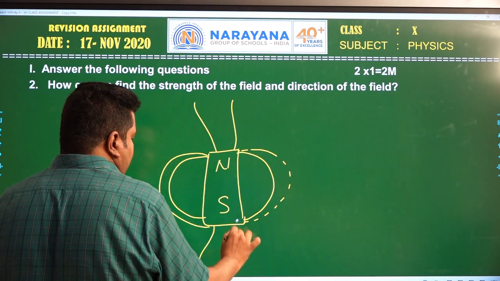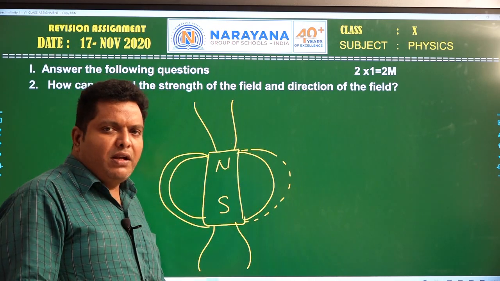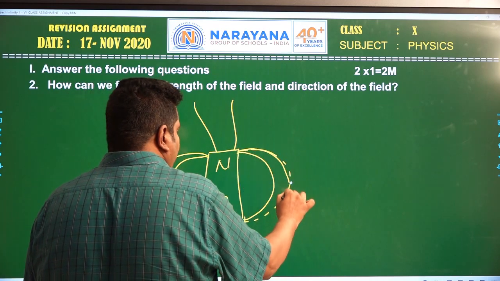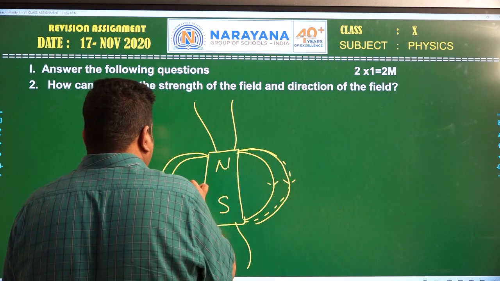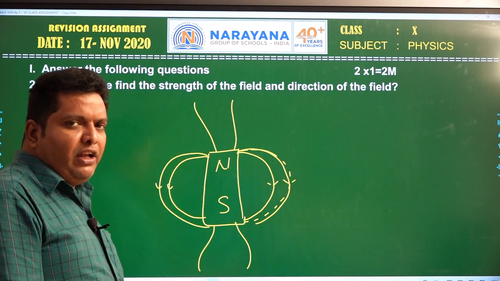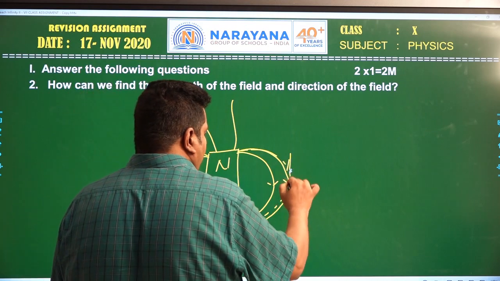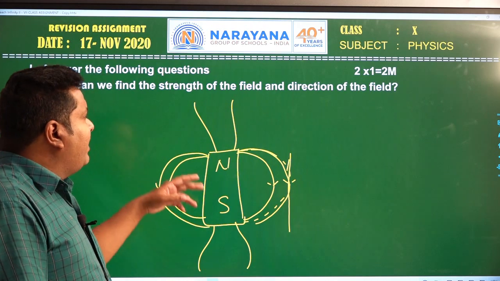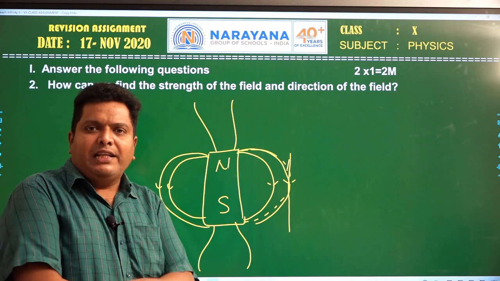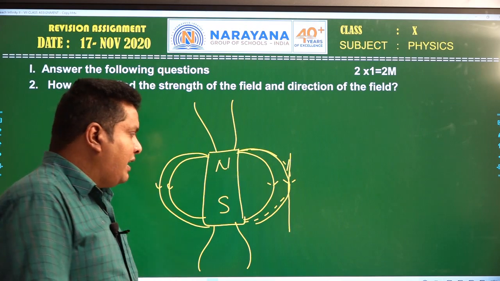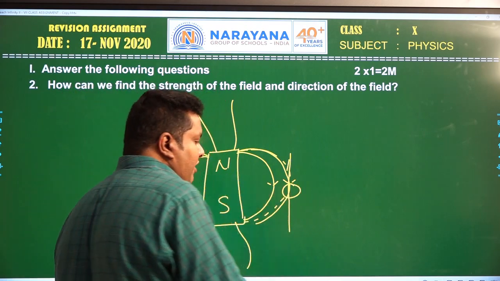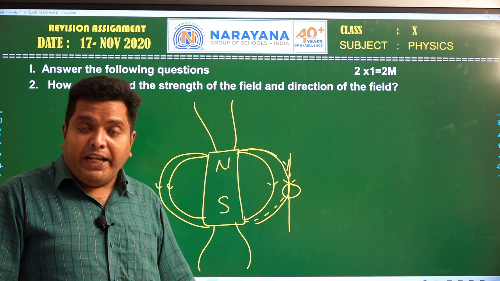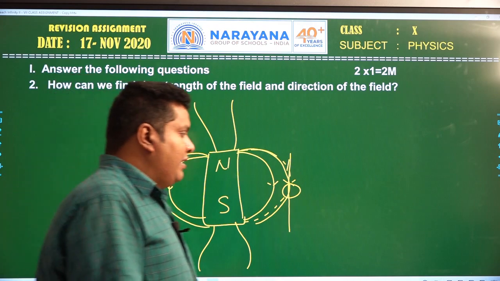When a compass box is kept nearer to the bar magnet, these are the magnetic lines of force. All the magnetic lines of force start at the north pole and end at the south pole like this. Then if you keep a compass at the tangent drawn to the line, that tangent will give the direction of the magnetic field. Means a compass box placed at the tangent drawn to the line will give the direction of the magnetic field. That is the second question.